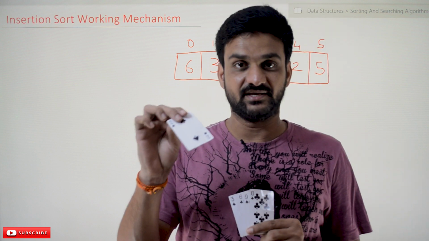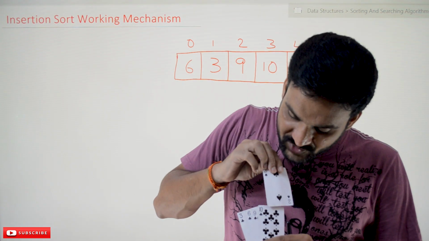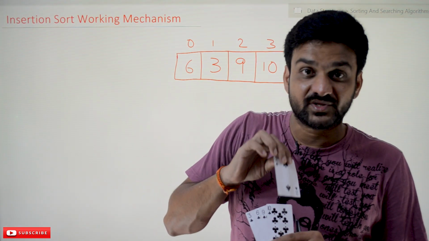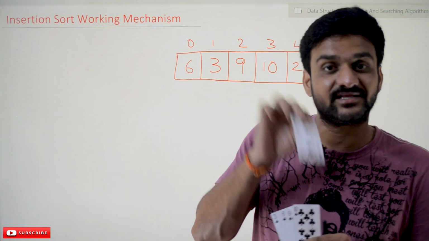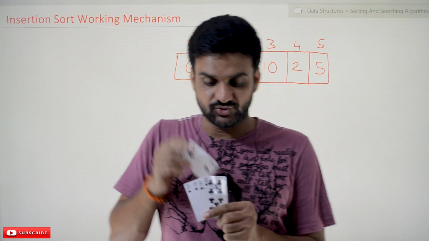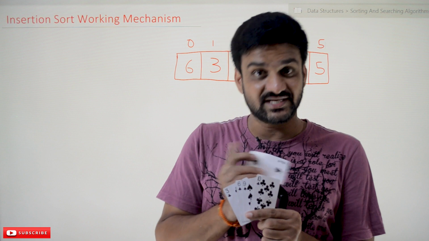Now this is the key card. Now I am going to compare this 10 with 2. So the element in the hand, is it greater than 2? 10 greater than 2, is it true? Yes, it is true. Now what happens? It will make some space here.